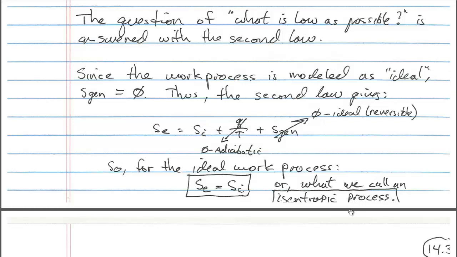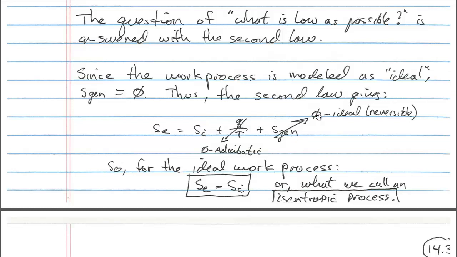We've already established that the turbine is adiabatic, so our Q term here goes to 0, making the Q over T term equal to 0. And we established that the ideal turbine, the turbine that'll make the maximum amount of work, must be a reversible turbine, so the entropy generation is equal to 0.